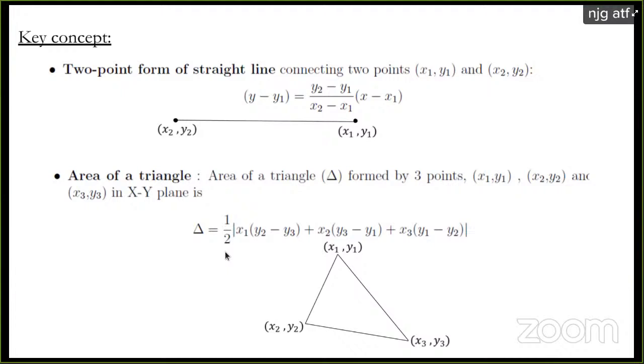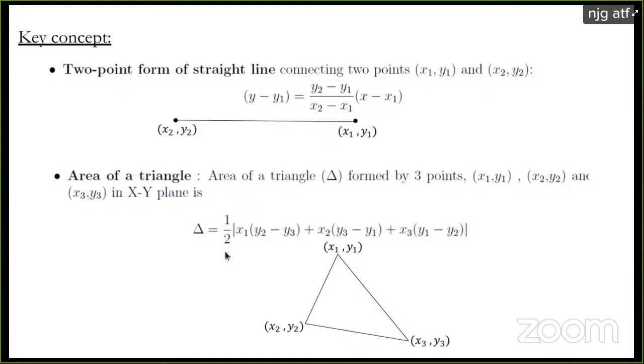This is the 2-point form of a straight line connecting these 2 points, x1 comma y1 and x2 comma y2. So basically, if you know some 2 points on this line, you can construct the equation of the straight line as y minus y1 is equal to y2 minus y1 by x2 minus x1 times x minus x1. So this is the 2-point form.